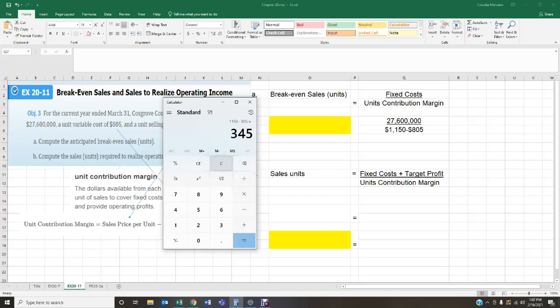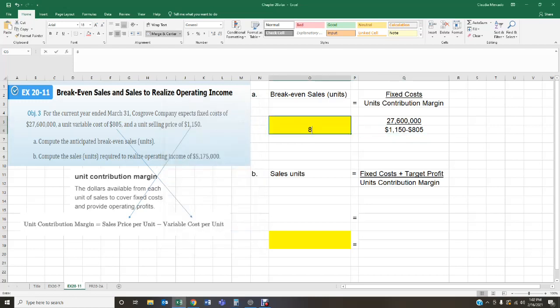So it's going to be $27,600,000 divided by 345. That's going to give me 80,000 units. So we need to sell 80,000 units to break even. That's my break-even sales in units. At 80,000 units, I have broken even.